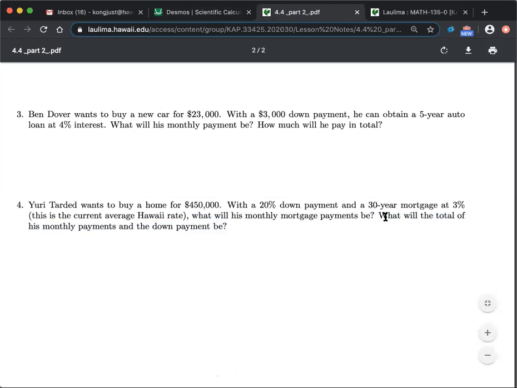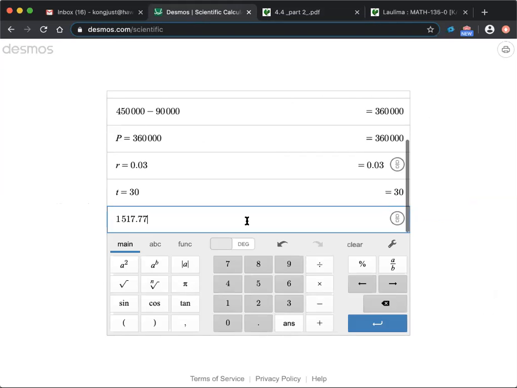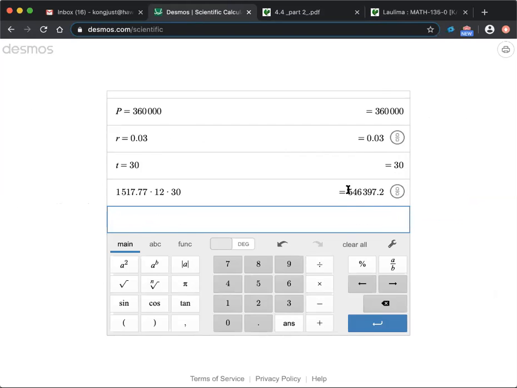The second question is, what will the total of his monthly payments and the down payment be? So that's kind of like the last question, same thing, right? We're going to take that value that he pays monthly, 12 times a year, because monthly means 12 times in 1 year. And then for how many years? 30 years. So altogether, that's $546,397. That's altogether for the $360,000 loan.